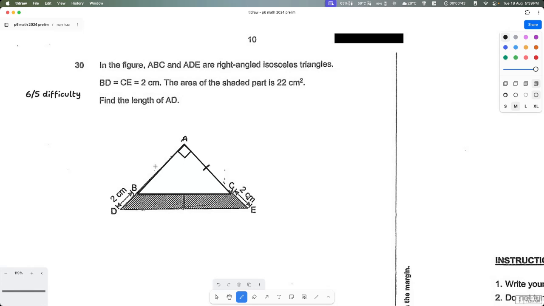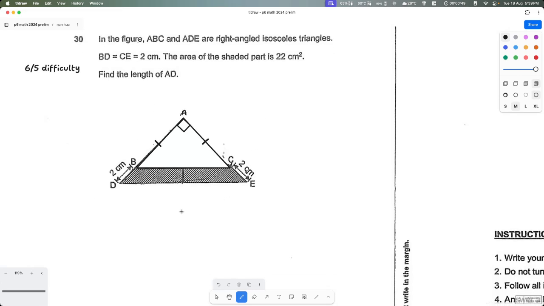Both sides are the same. Okay, and then BD is equal to CE. So 2 cm, 2 cm. The area of the shaded part is 22 centimeters. Okay, so find the length of AD. So one side of the big triangle.